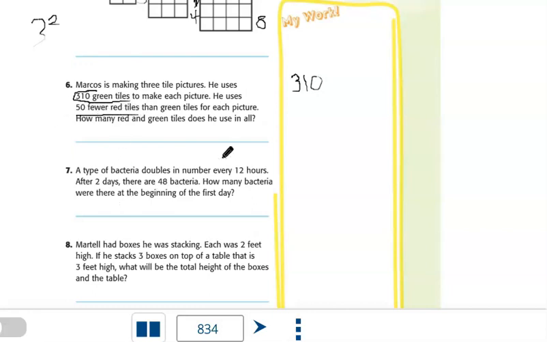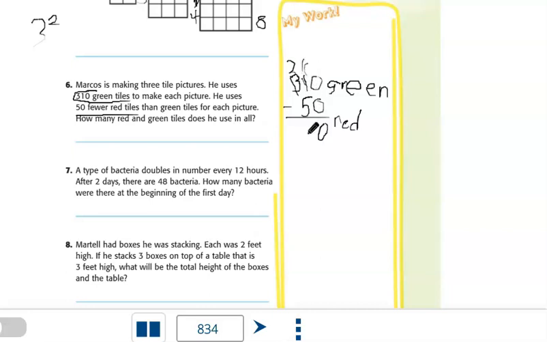And here we know these are green. Okay, it says 50 fewer red tiles. So that means I'm going to subtract 50 from the green tiles. Do my subtraction, 0 minus 0. Regroup from the hundreds place, 2 hundreds to make 11 tens. 11 tens take away 5 tens is 6. 2 take away 0. So this means there are 260 red tiles and there are 310 green tiles.